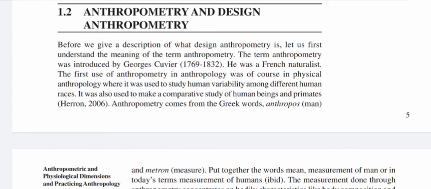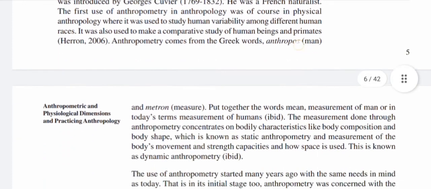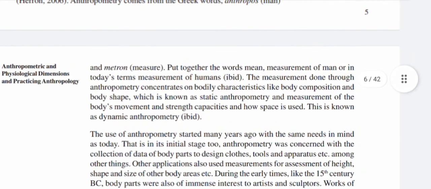Anthropometry comes from the Greek words anthropos, that is man, and metron, that is measures. Put together, the words mean measurement of man, or in today's terms, measurement of human beings. The measurement done through anthropometry concentrates on bodily characteristics like body composition and body shape, which is known as static anthropometry, and measurements of bodies, movement and strength capacities, and how space is used. This is known as dynamic anthropometry.